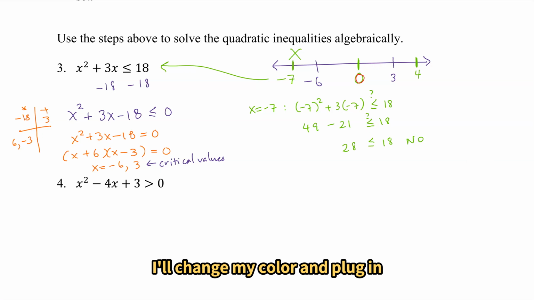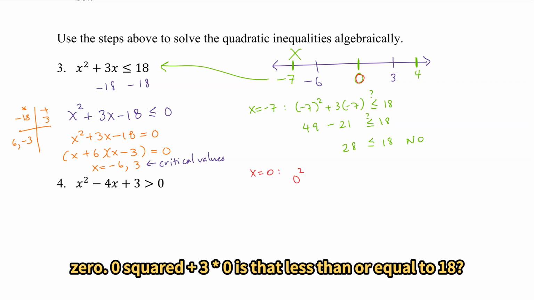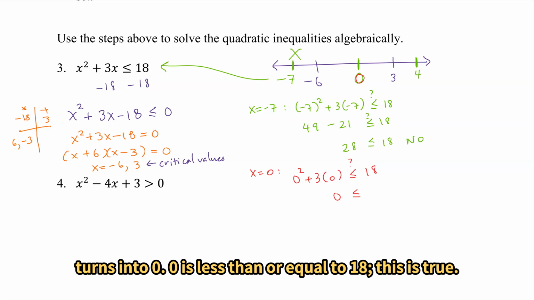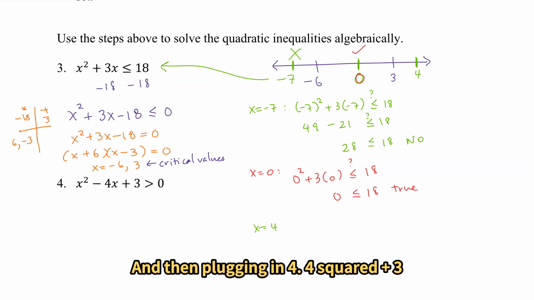I'll change my color and plug in 0. 0 squared plus 3 times 0, is that less than or equal to 18? The whole left side turns into 0. 0 is less than or equal to 18. This is true. And then plugging in 4.